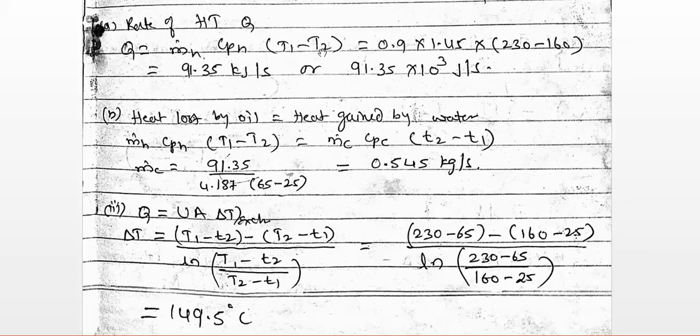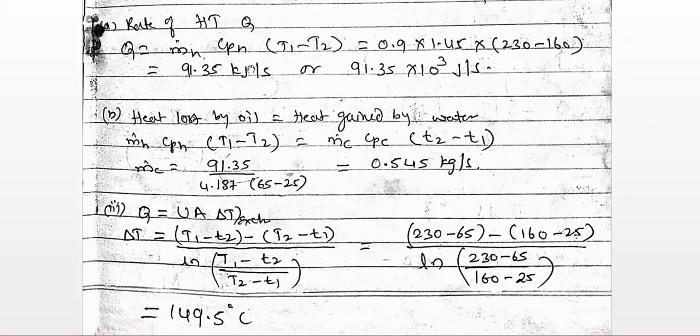Since T1 and T2 are known, along with the specific heat value, the mass flow rate of the hot fluid is also known. So we can easily go with this expression: m dot h Cph into bracket T1 minus T2. Now just substitute the values here. M dot h, the mass flow rate of the hot fluid, is 0.9, specific heat is 1.45, multiplied by 230 minus 160, so you will get 91.45 kilojoules per second.